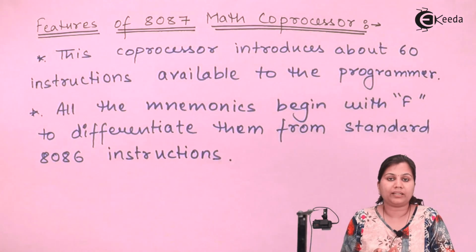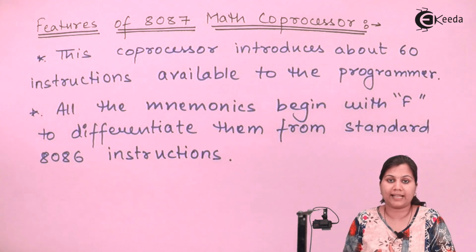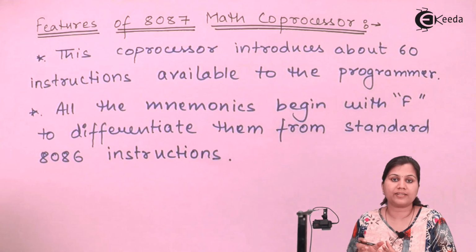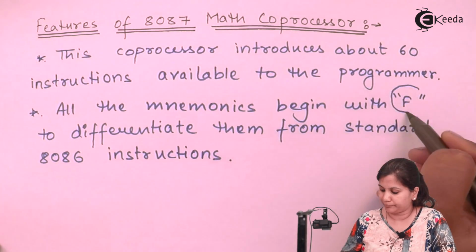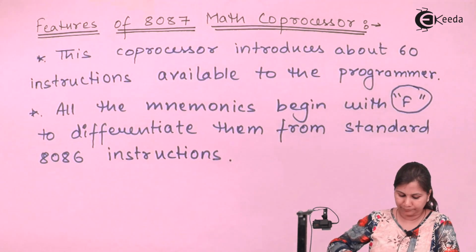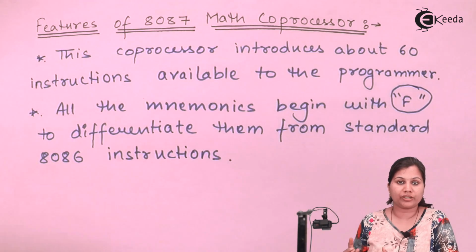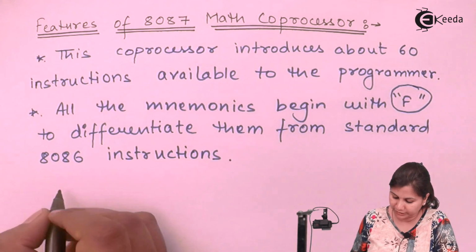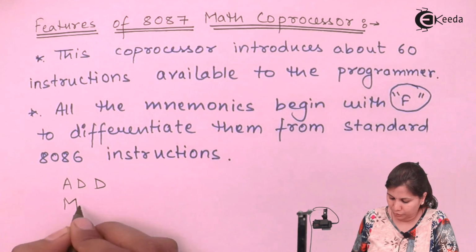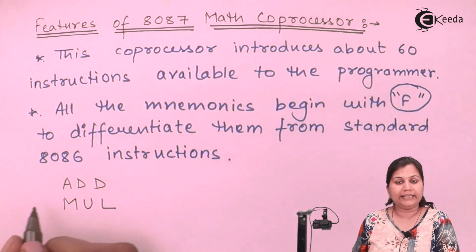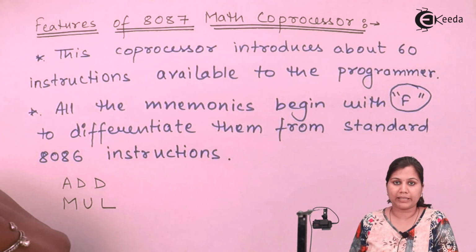So the difference between the instructions of the 8086 microprocessor and the coprocessor is that coprocessor instructions will have mnemonics starting with the alphabet F. For example, in the 8086 microprocessor, for addition and multiplication, we had the instructions ADD and MUL. ADD is for addition and MUL is for multiplication.